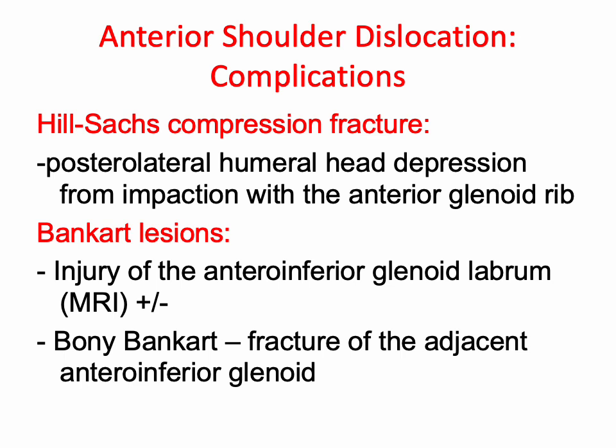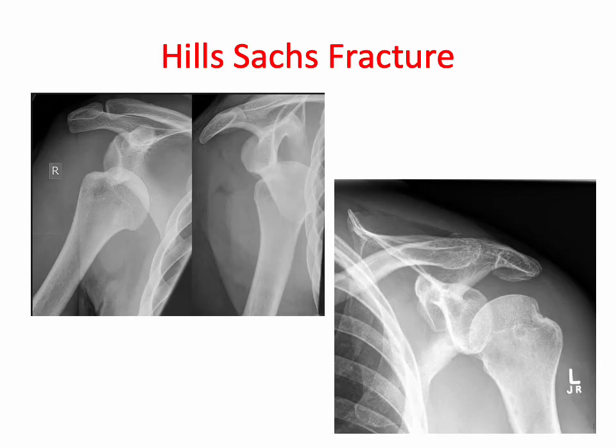Other complications could include an inferior glenohumeral ligament injury, which could predispose to instability and repeat dislocations, or damage to the axillary artery or brachial plexus, which is around the same area. So this is a Hill-Sachs fracture, as we were talking about. While the humeral head is still dislocated, we can see that the posterolateral humeral head is butt up against the anterior inferior glenoid, and it's caused this depression fracture of the posterolateral humeral head.